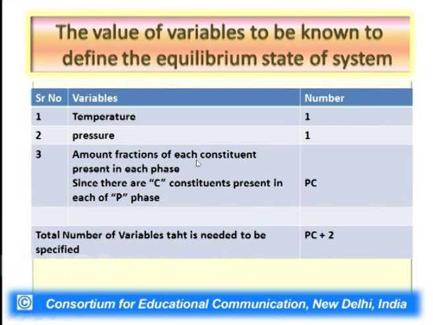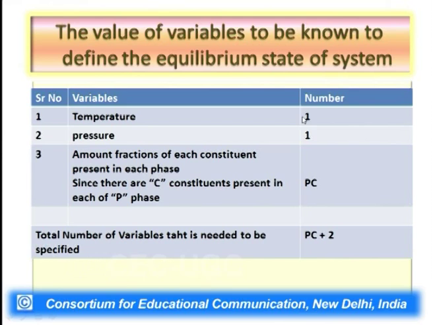If so, then we should first look for how many variables we are required to specify in order to describe the state of the system completely. In order to do that, we can see here a table. This table illustrates the variables and their numbers, how many of these variables are required to be specified. So, we start with this. The first variable is temperature. The temperature is the same for all the phases present in the equilibrium state of the system, provided there is no adiabatic or rigid boundary between these phases. So, therefore, temperature is just one variable for the system. Similarly, pressure is just one variable for the system.